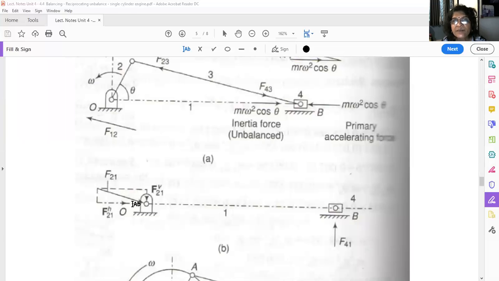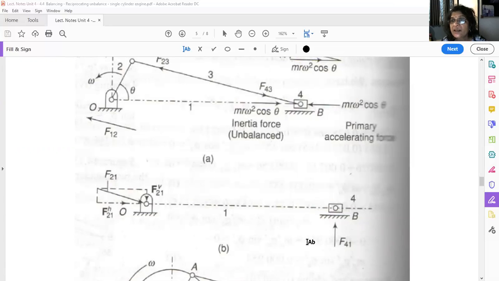So this is F21. 2 is the crank, 1 is the fixed link, that is crankshaft, so bearing, you can say. So what is the force acting on the bearing here? Crankshaft bearing F21, 2 by 1. Now if you resolve this force into two components, this is a horizontal component FH21 and this is the vertical component FV21, vertical and horizontal.